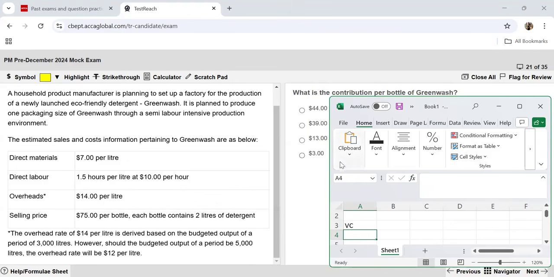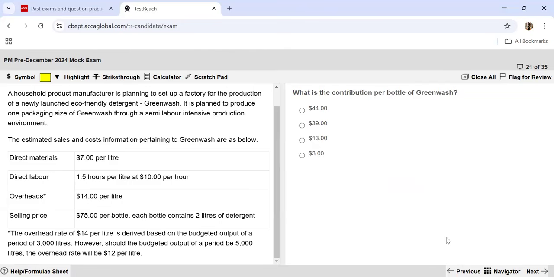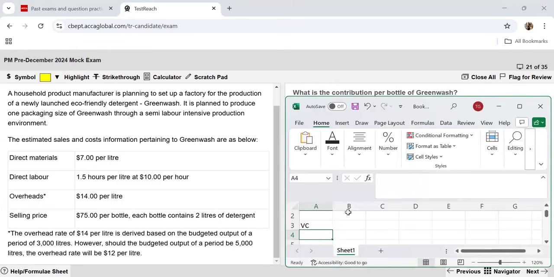So for the variable cost, we have the direct materials given to us as $7 per liter. So 7 multiplied by 2, because 2 liters are there in one bottle. Then direct labor is 1.5 hours per liter at $10 per hour. So if 1 liter is 1.5, that means 2 liters will be 1.5 into 2 multiplied by 10. So this is going to be 30. Similarly, we will work for overheads.